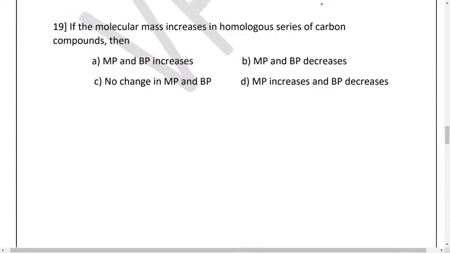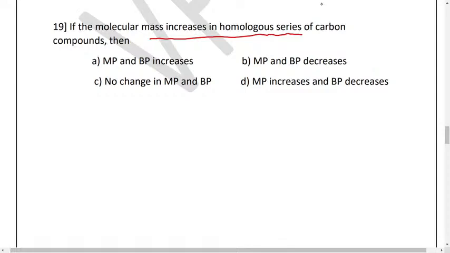Now, question number 19: if the molecular mass increases in a homologous series of carbon compounds, then what happens to MP? Melting point and boiling point increases. Option B, melting point and boiling point decreases. Option C, no change in melting point and boiling point. Option D, melting point increases and boiling point decreases. Understood? If the molecular mass increases in a homologous series, what happens to the melting point and boiling point?